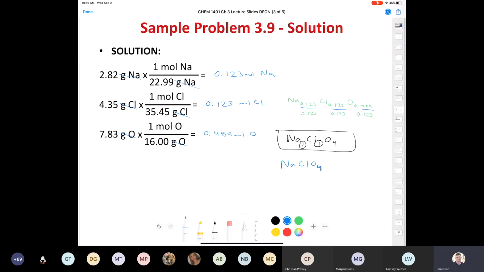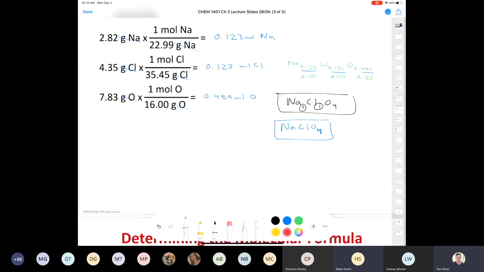Could anybody name this compound for me? Somebody who's perused my nomenclature videos in detail can tell me the name of this compound, NaClO4. Hypochlorite, maybe? So hypochlorite is when you have ClO minus like this. That's hypochlorite.